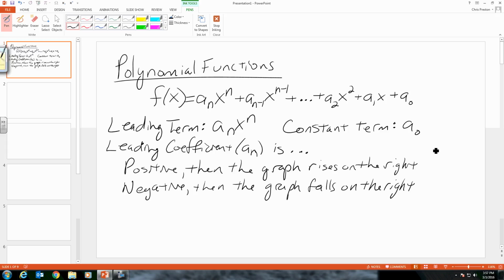So you can think about if you had a line with a positive slope, on the right-hand side it's going up, or if you had a positive x squared, that would be going up. Likewise, if you had a negative slope, your line's going down on the right, or if you had a negative x squared, your parabola is going down. And those statements aren't true just for lines and parabolas, but it's true for all polynomials.